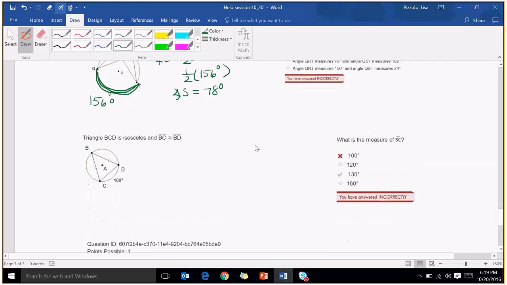All right. So now the next one says you have a triangle that's isosceles, and this is asking you to remember some properties of isosceles triangles. That means that you have 2 sides that are congruent. It also means that these 2 base angles are congruent, that angle C is congruent to angle D. That's the isosceles triangle theorem. Now, if this arc CD is 100, what is the measure of angle B?